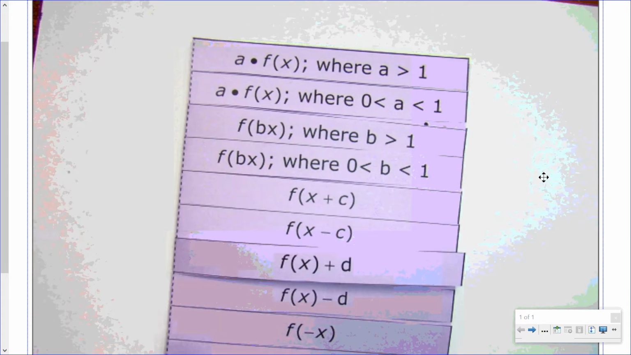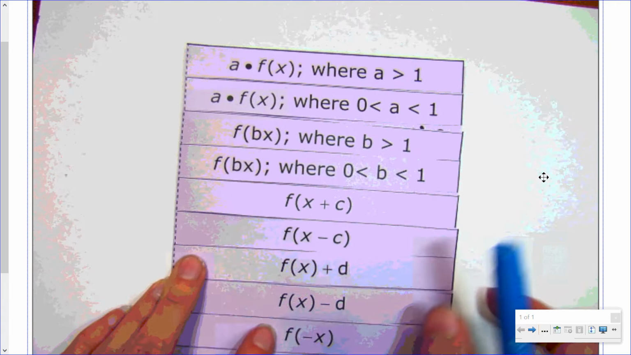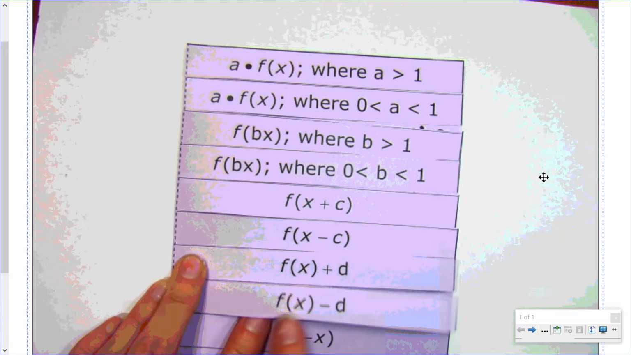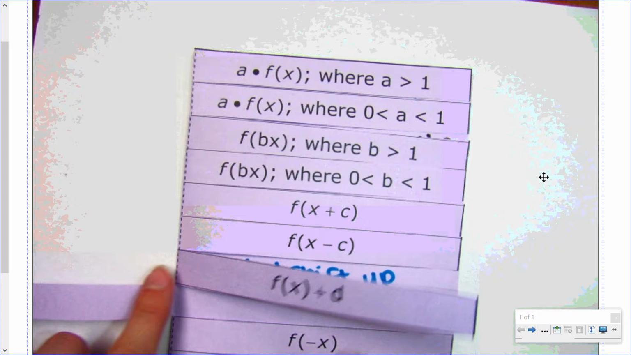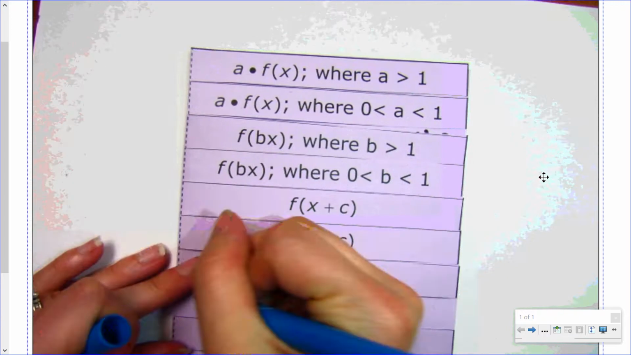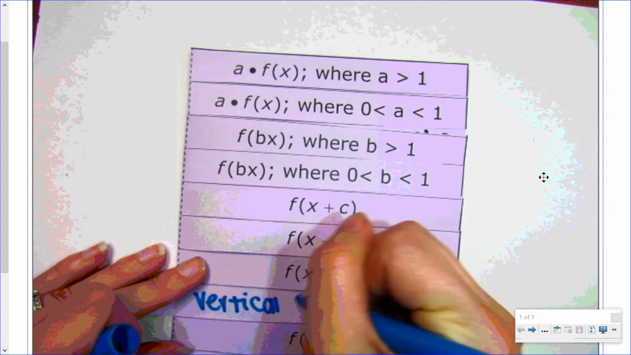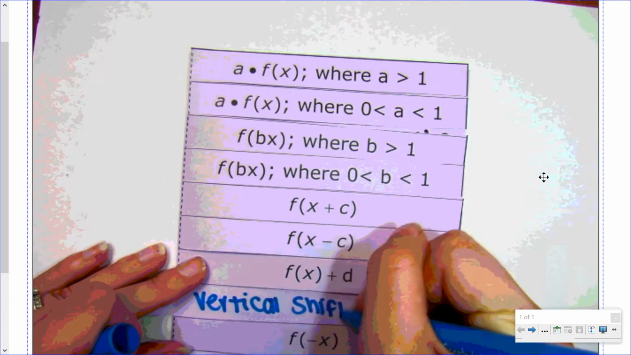And if I have f of x and I subtract a value, so I'm taking y, subtracting a value, I'm going to have a vertical shift down.